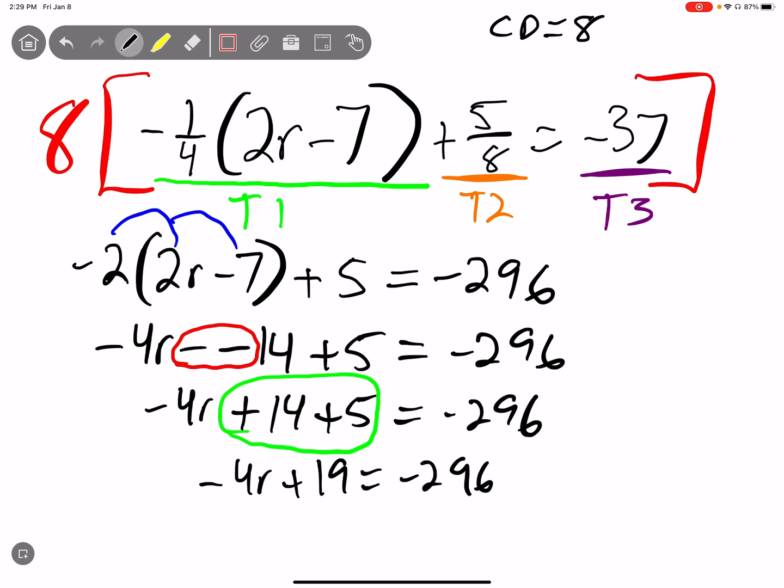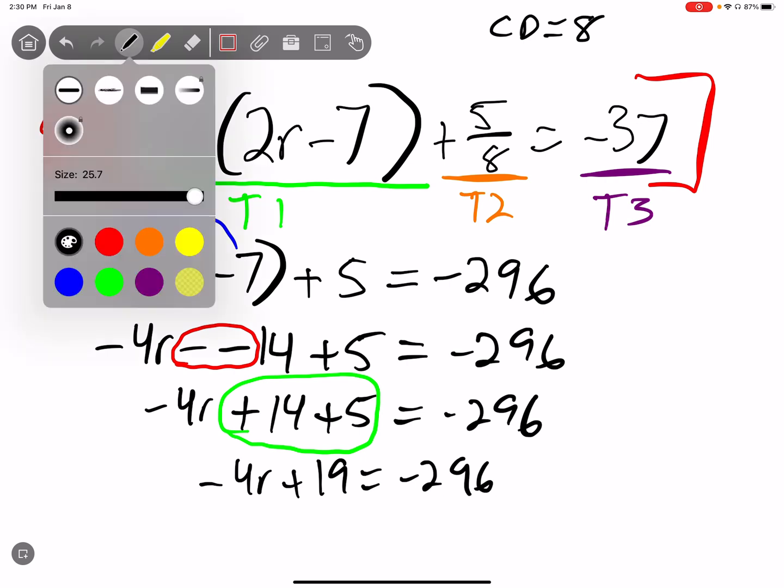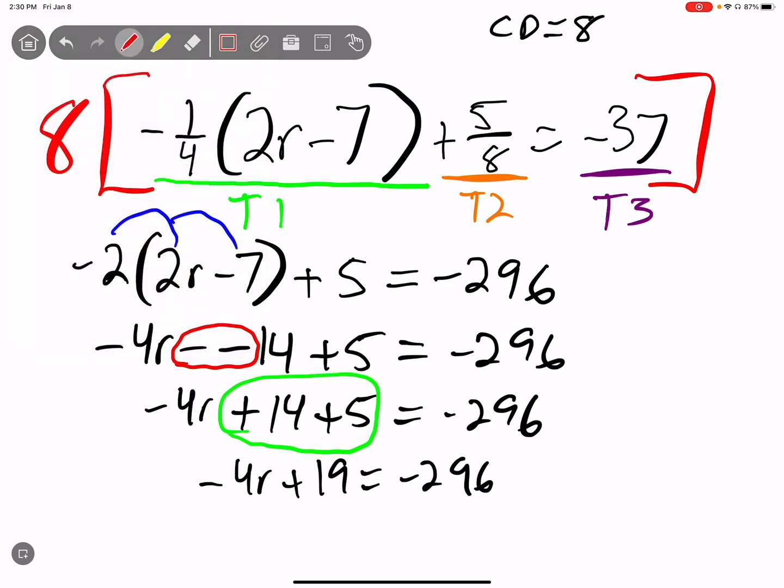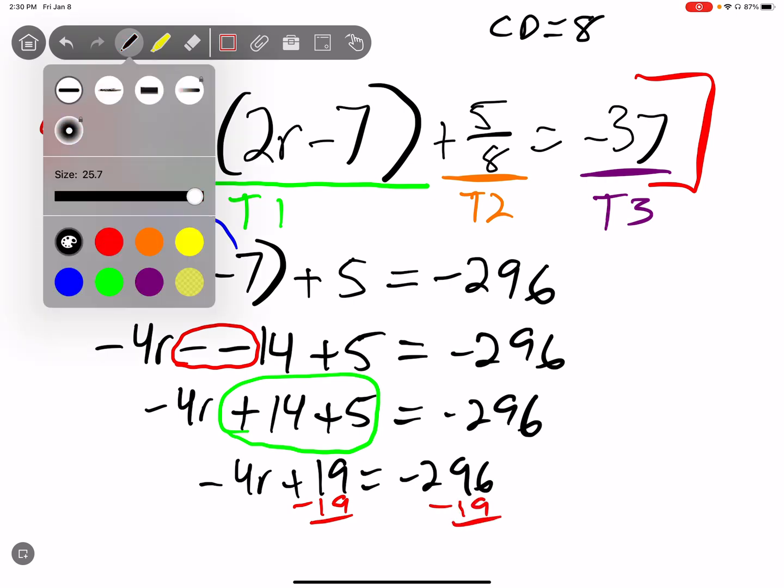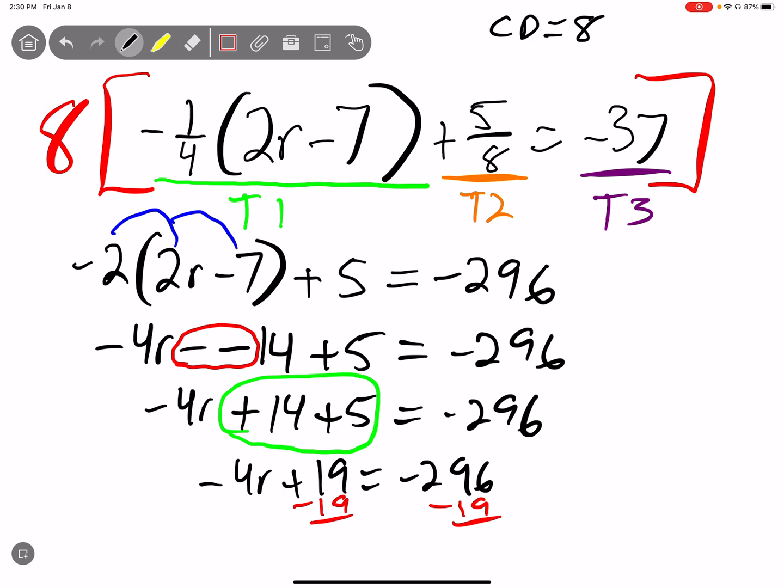And then I'm going to take my plus 19 and do minus 19. Minus 19. Remember, if I'm subtracting a negative by a negative, they're like signs. They're going to go and get smaller. I get negative 4r equals negative 315.